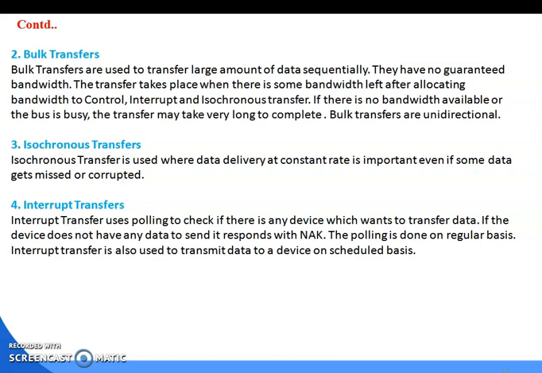And the interrupt transfer uses polling to check if there is any device which wants to transfer data. If the device doesn't have any data to send, it responds with acknowledgement.